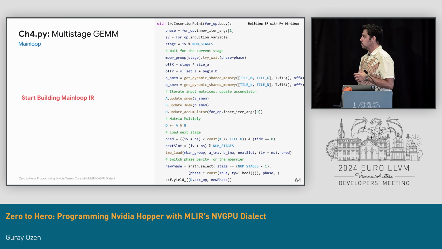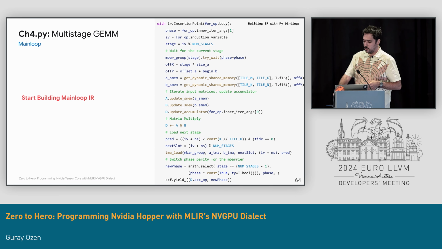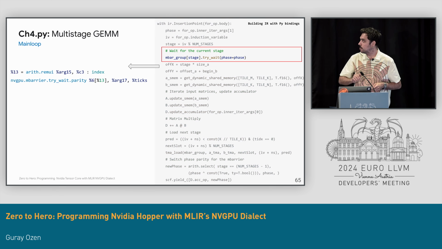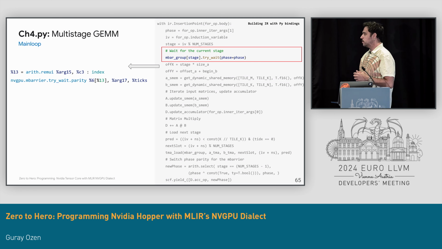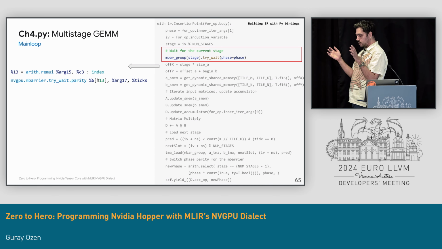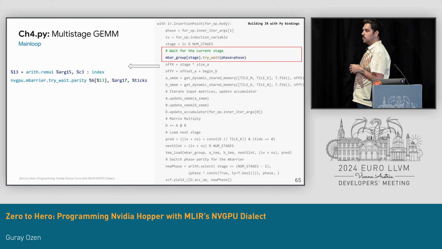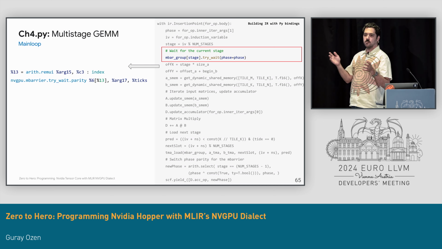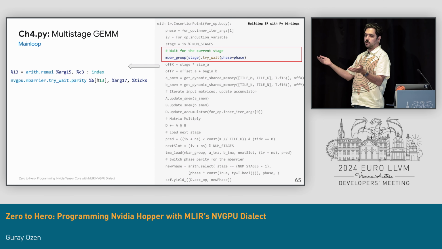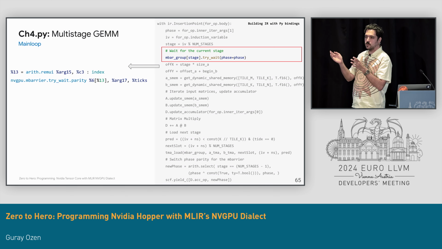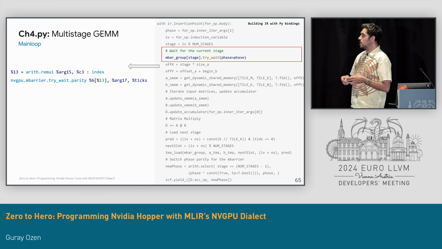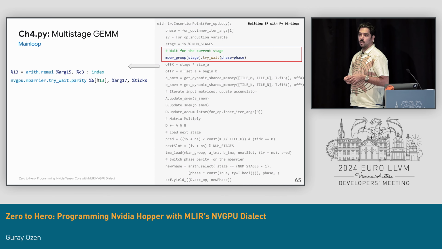This is inside the main loop, my whole IR. And again, let's go step by step. So our first step: this is a multi-stage kernel, right? I have multiple slots. And our first thing is to understand what is my slot. It's very easy to do. You do the induction variable modulo the number of stages. There you go, that's your stage.